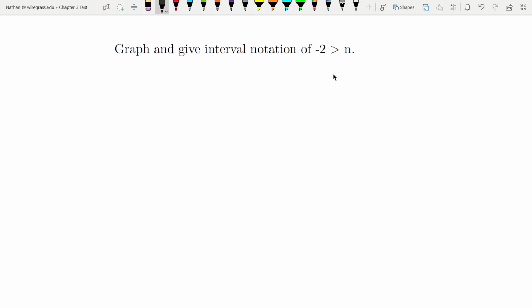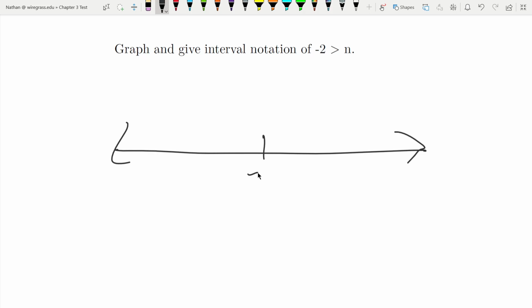Okay, to graph this one, it's already solved for n. We have n by itself, so that means we can graph it immediately. And to graph it, I'm going to get -2 on there. That's the only point that we really need. And it says n is less than -2, or -2 is greater than n.